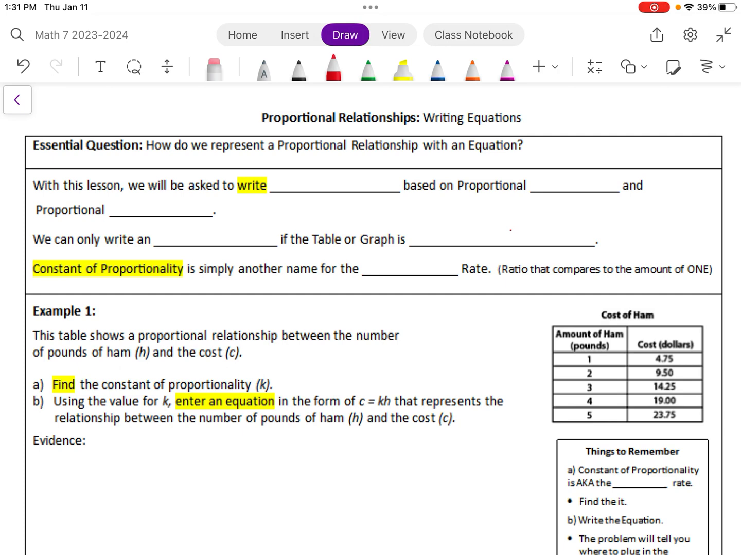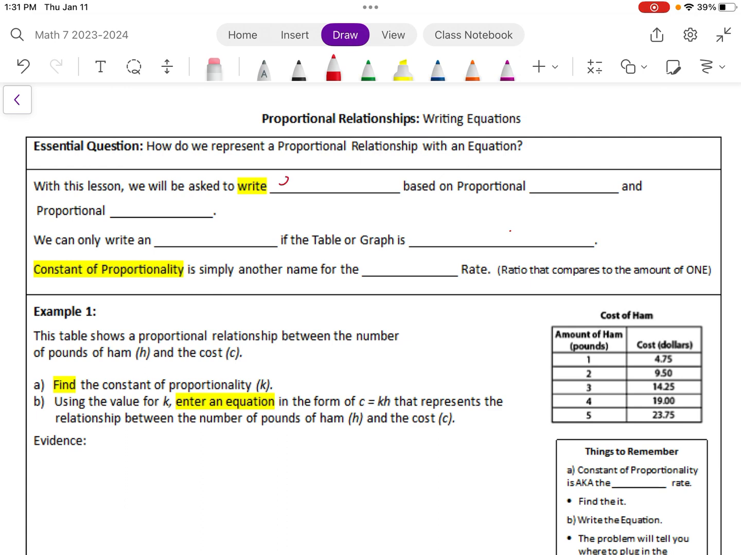With this lesson, we'll be asked to write equations based on the proportional tables or graphs. We can only write an equation if the table or graph is proportional. And we're working with checking if graphs are proportional using the rates and getting the unit rate.